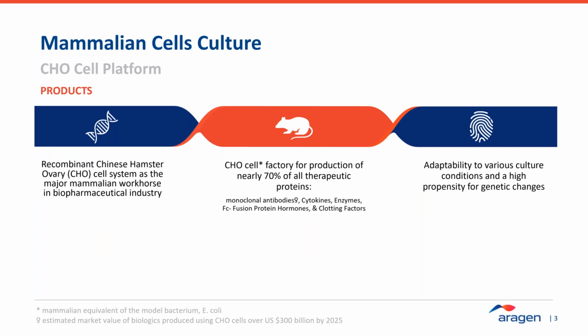In this session, I will refer to Chinese hamster ovary as CHO cell. The engineered CHO cell system is the major mammalian workhorse for the industrial production of therapeutic proteins. About 70% of therapeutic proteins is produced by this platform. The top advantages of this platform include its adaptability to various culture conditions and its high propensity for genetic changes. But advantages are not limited to this.